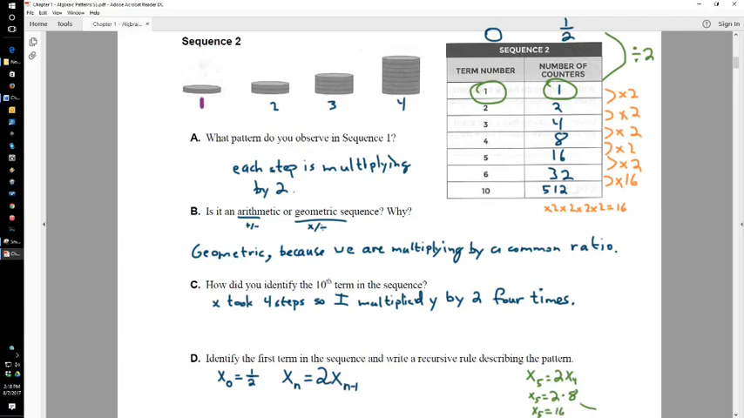Again, I'm just trying to get you used to the terminology and whatnot. But this is your rule, those two equations.